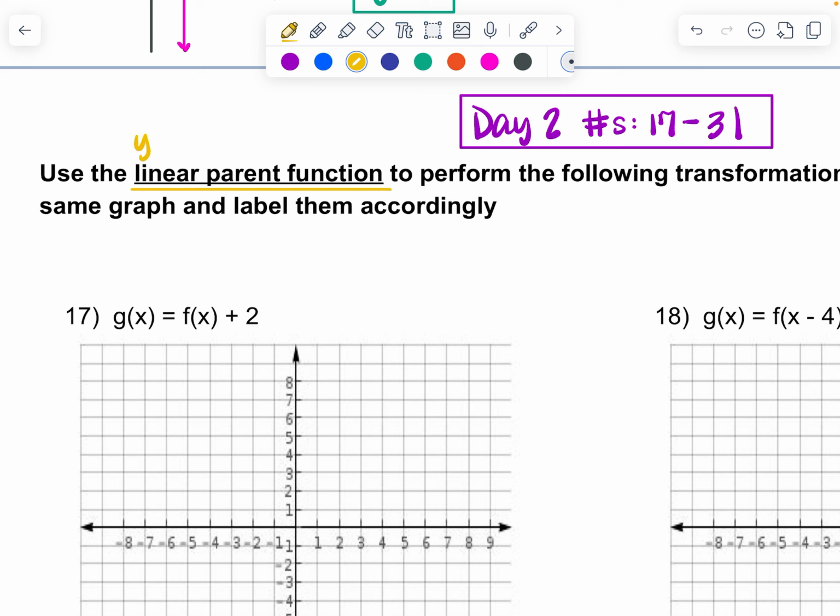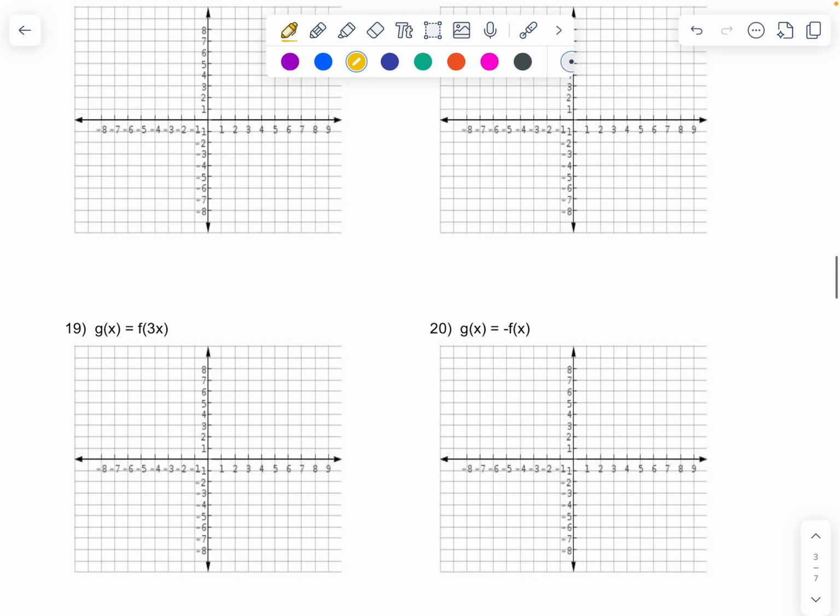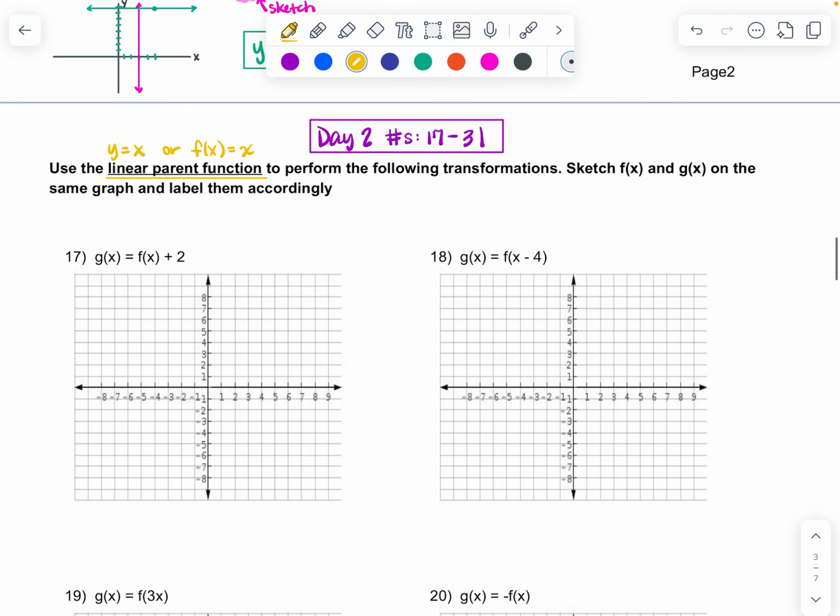Okay, so remember the linear parent function is y equals x. That's the easiest line we can possibly graph. Or we could write that as f of x equals x, because remember f of x is just a fancy way of saying y. So on every single one of these graphs on this page, we're going to be using the parent linear function to do the transformations.